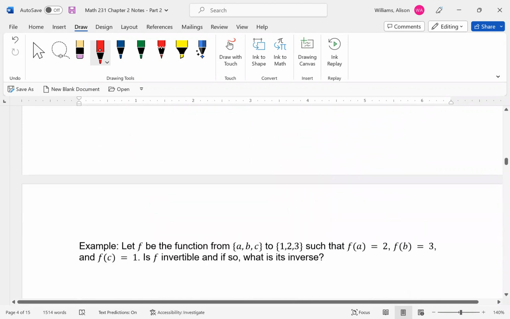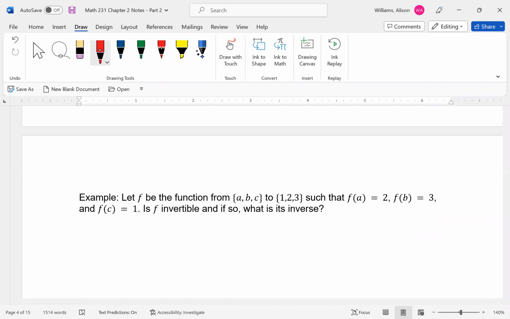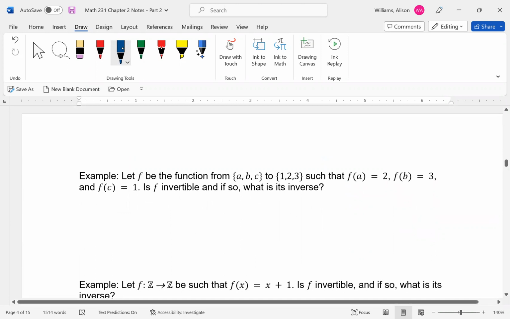Okay, so let's look at some examples. Let f be the function from {a, b, c} to {1, 2, 3} such that f of a equals 2, f of b equals 3, f of c equals 1. Is it invertible? And if so, what's the inverse? Because this is kind of listed, I'm going to set up a little picture for this one.